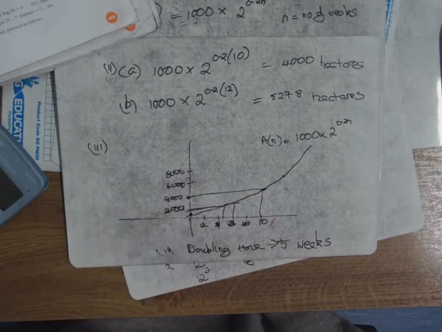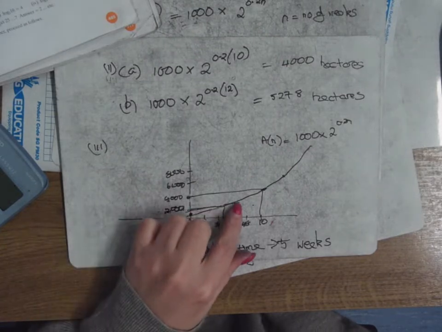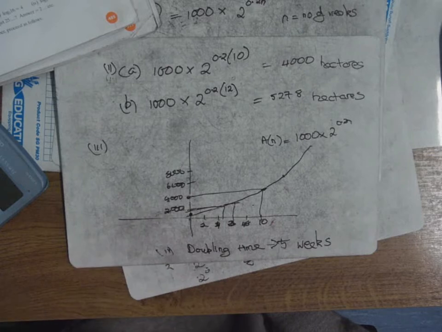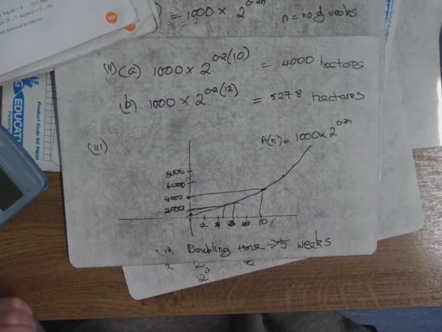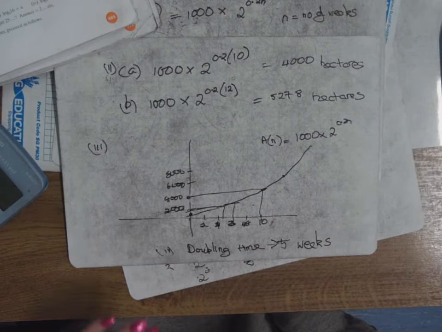So I said double 1,000 was 2,000. So I just went across at 2,000. Right? But you could use, yeah, it said use the graph. Yeah, the question said use the graph. Okay? Right, we good? No?